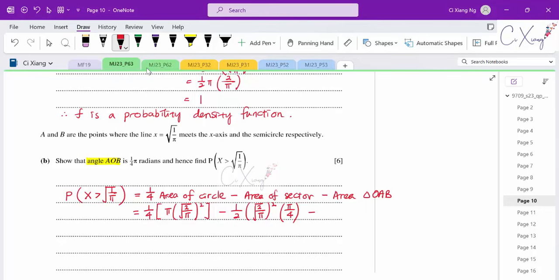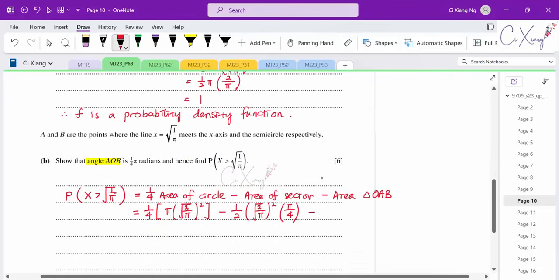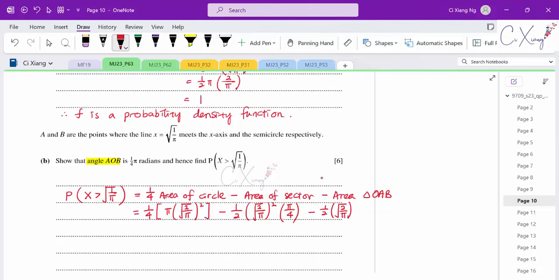To minus the area of triangle OAB, I will use the formula half AB sine C. I know this length, I know this length, I know this angle. So I'm using half, then the hypotenuse length is square root 2 over pi. Then the horizontal length, OA, is square root 1 over pi. So half AB sine C, and the angle is pi over 4.